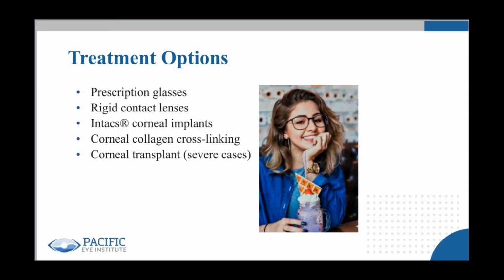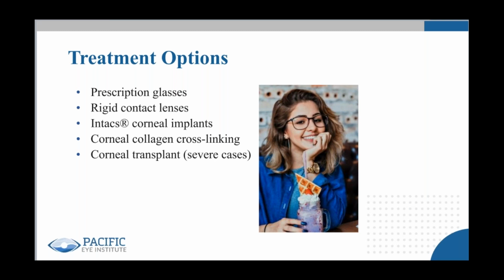So I'm going to review what we did in the past and what we're doing today. The initial treatment option for almost all keratoconic patients is prescription glasses. And for many people, this will provide satisfactory vision. But if the disease progresses, at some point, the glasses no longer work well, and the patient is losing vision even with their best prescription.